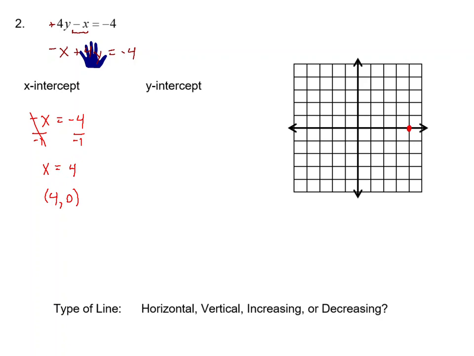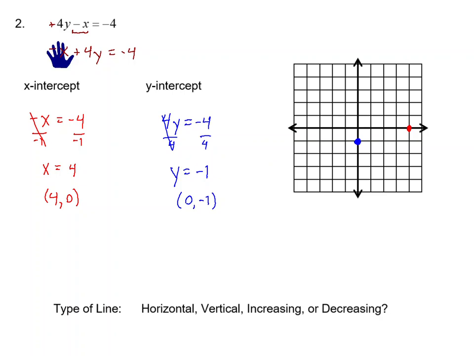Great. If I'm looking for my y-intercept, let's cover up the x term. And what am I going to see? I see 4y equals negative 4. If I divide by 4, I'll have my y-intercept, y equals negative 1. So my y-intercept is 0, comma, negative 1. Let's plot that. That would be down here on the y-axis.